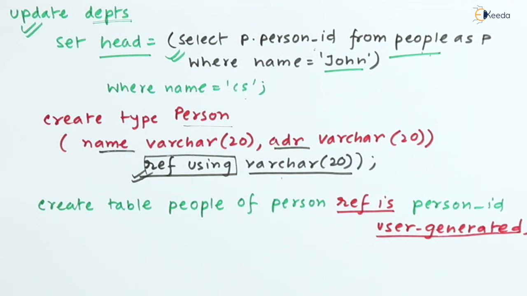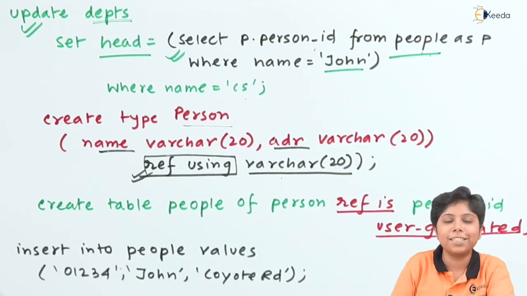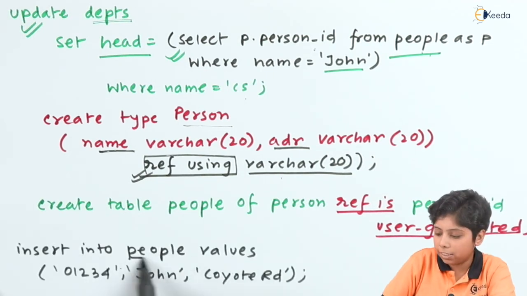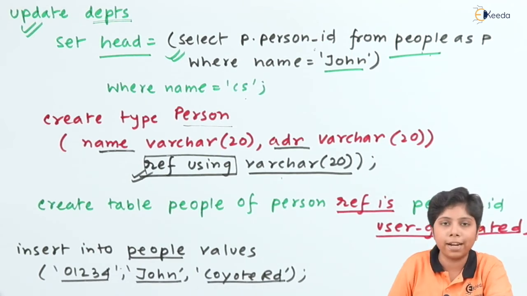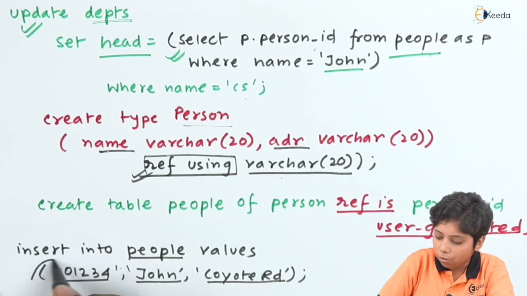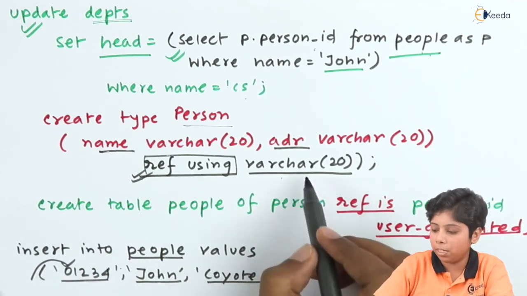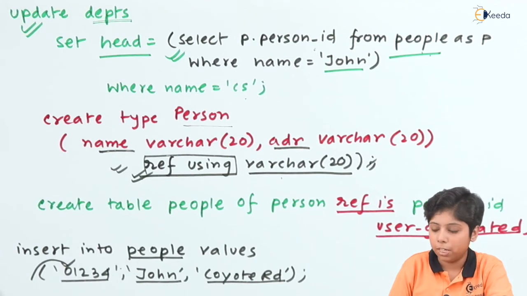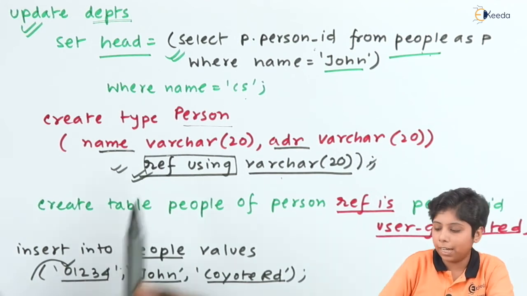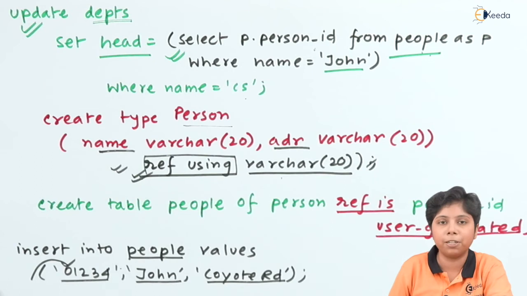We can directly put the user-generated value into the person ID when we insert the values into people. That will look like this: this is the people table that we inserted 01234 for John, referring to the address Coyote Road. So now the 01234 will be used by the varchar(20) which it is referencing. So we need to put it first, then the name and the address of the particular person.